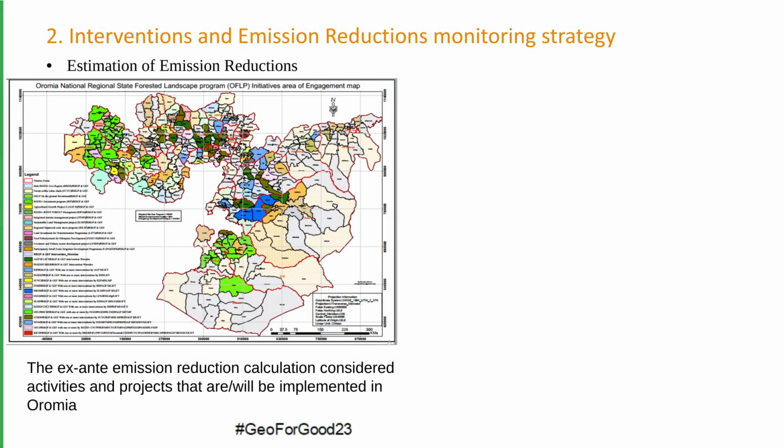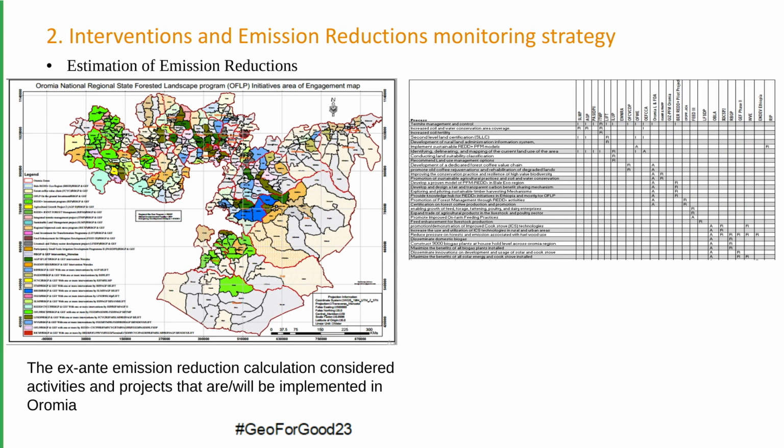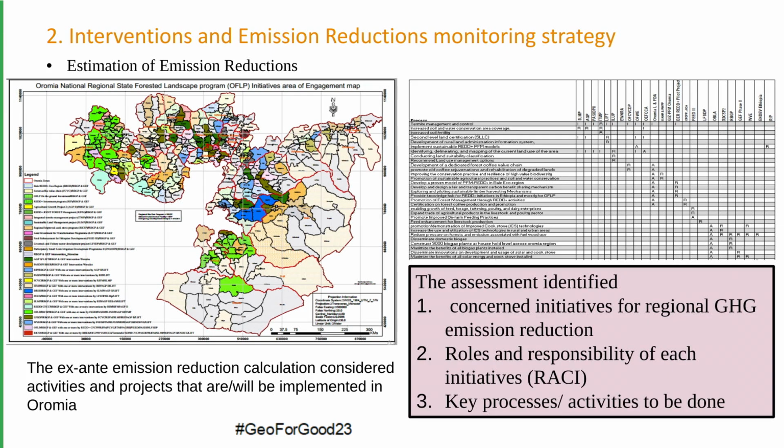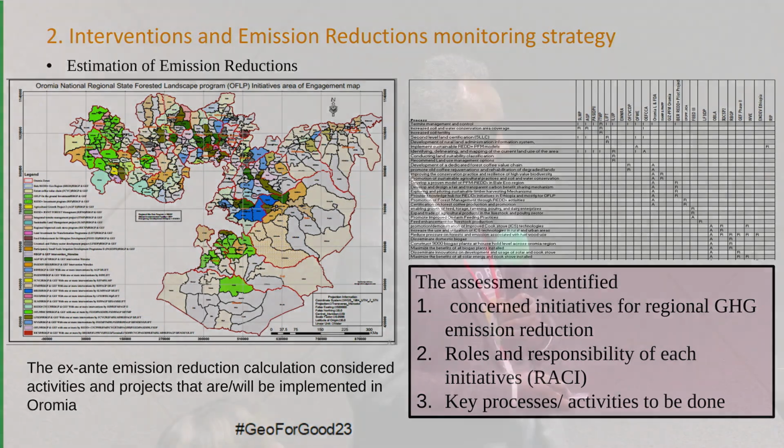And in order to get this, we are compiling different activities which are implemented by different initiatives and different sectors. This is the engagement map of those initiatives doing emission reduction activities. And this is a RACI matrix, which shows the institutions as well as their activities. Those activities are compiled in a database, and we are going to calculate the emission reduction based on the activities conducted by every initiative.